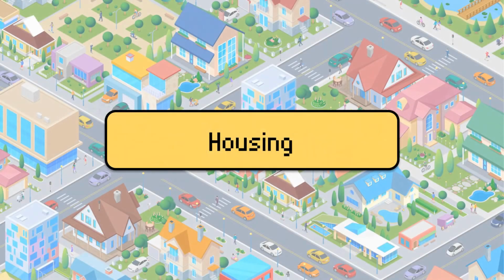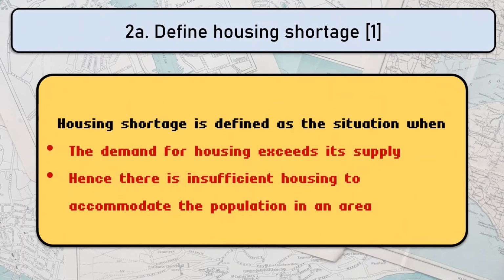Alright, so now we go on to the topic of housing. So this question here, define housing shortage. The command word of define is basically tell me the meaning of housing shortage. Housing shortage is defined as a situation when the demand for housing exceeds its supply. Therefore, there is insufficient housing to accommodate the population in an area. It means that there are simply not enough houses for all the people living in the urban area. That is what housing shortage is.